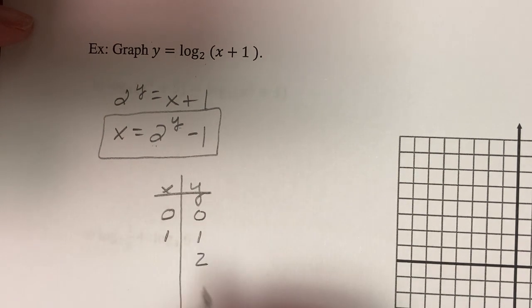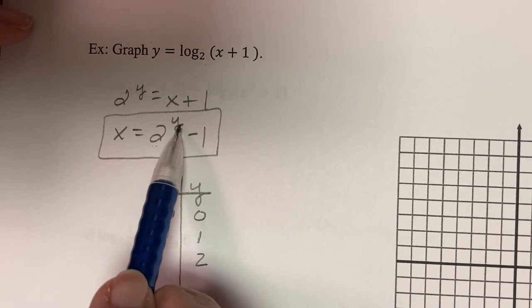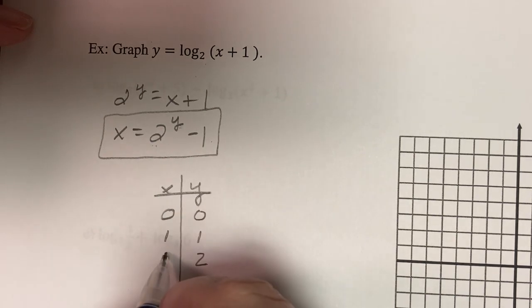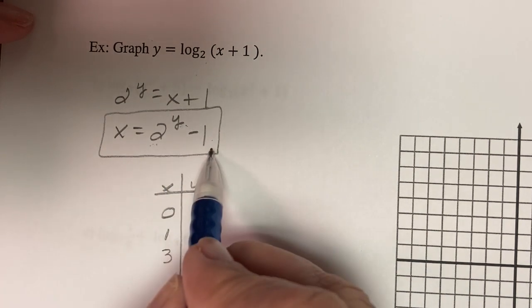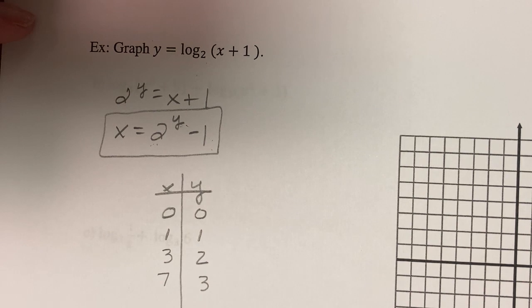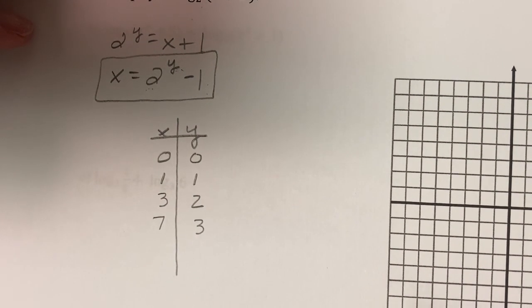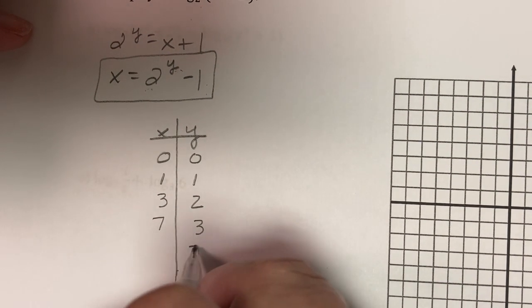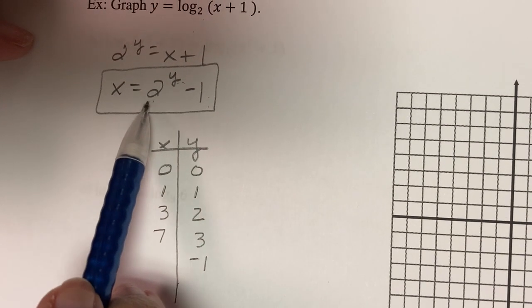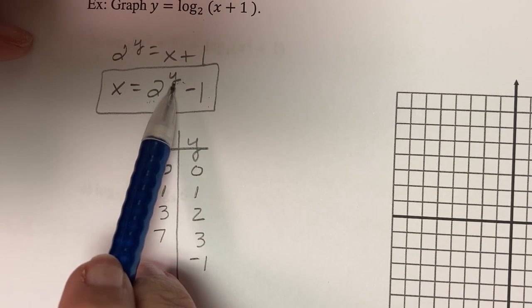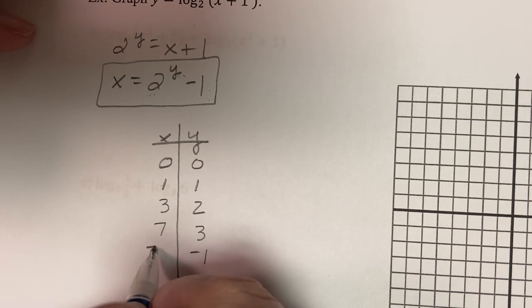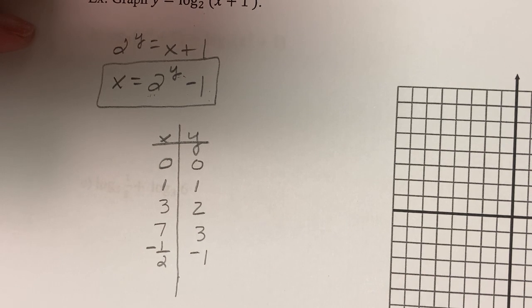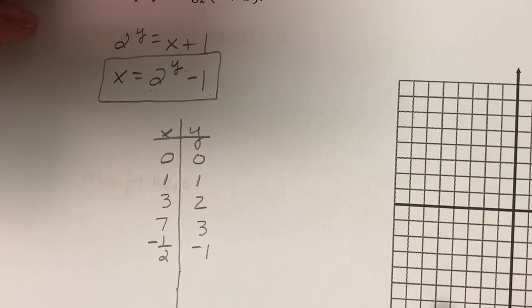Let's plug in 2 for y. 2 squared is 4, minus 1 is 3. Let's plug in 3 for y. 2 cubed is 8, minus 1 is 7. All right, let's go negative. Always make sure you plug in negative values as well. If I plug in a negative 1, 2 to the negative 1 is 1/2, and 1/2 minus 1 is negative 1/2. Now you have a calculator to do that.